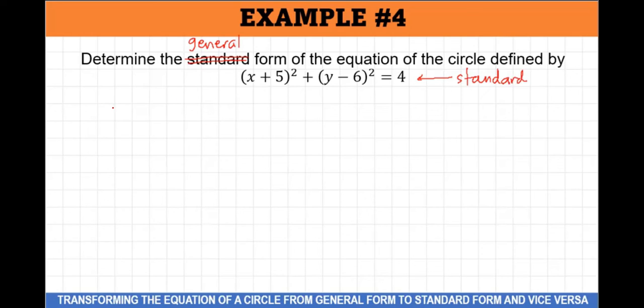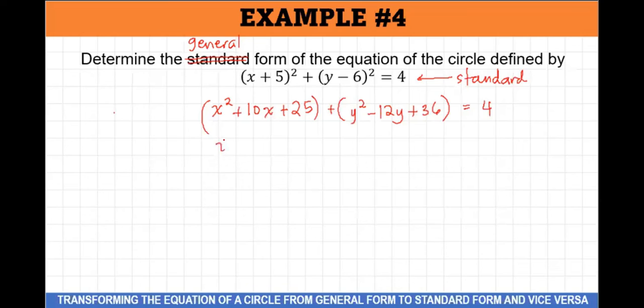So this is going to be quantity x plus 5 squared. That would be x squared plus 10x plus 25 plus y squared minus 12y plus 36 is equal to 4. And then, simply combine all the like terms. Lahat na magkakapareho terms, i-add mo lang. Constant na nasa right side, ilipat mo lang din sa left side.